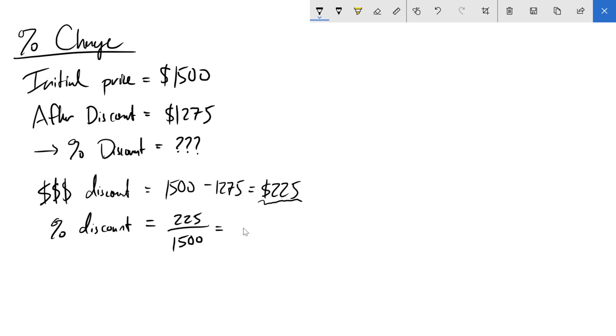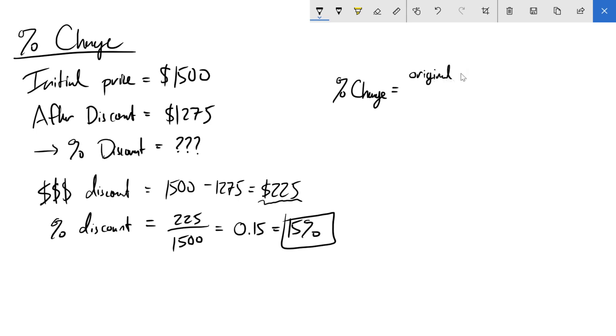What does that come out to be? 0.15? 15%. Okay. In general, if you're trying to calculate a percent change, what you do is you take the original value. Wait, did I do that backwards? No, it should be the new value. I think in general, you would take the new value minus the original value, and then you always divide by the original value.